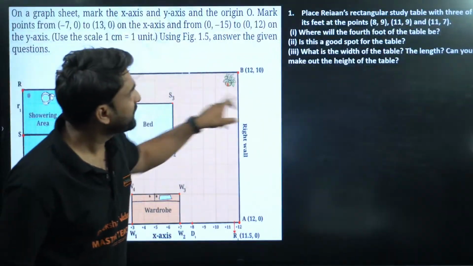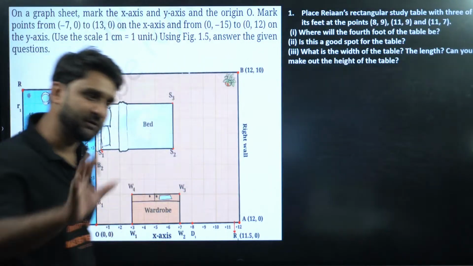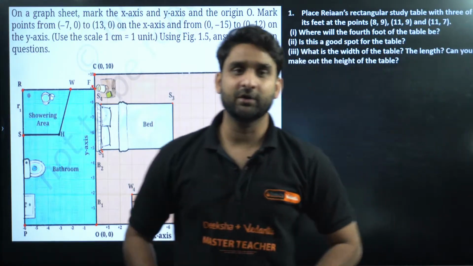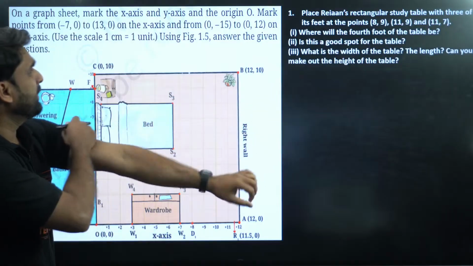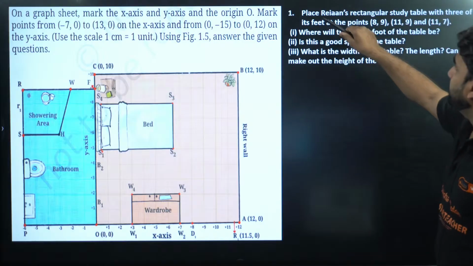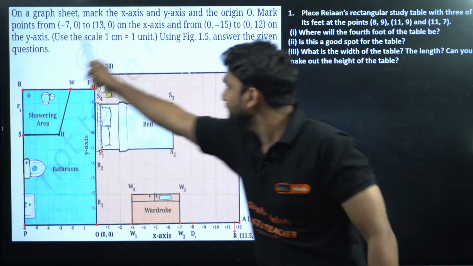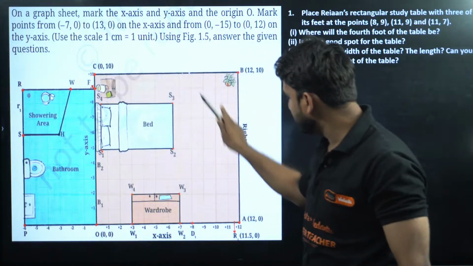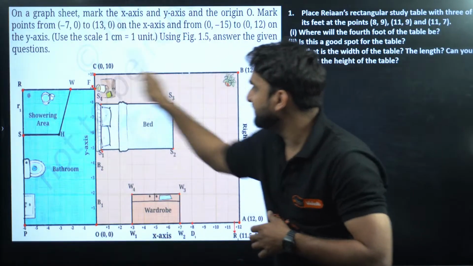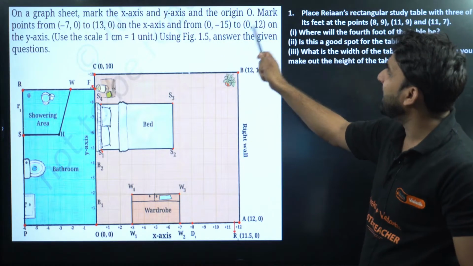Now I have picked up the first question, and I'm using a separate slide for it so that you all can have better visibility of the question. So look at the first question. On a graph sheet, and this is a graph sheet basically, you can see the grid lines, horizontal and vertical lines. Mark the x-axis, the y-axis and the origin.